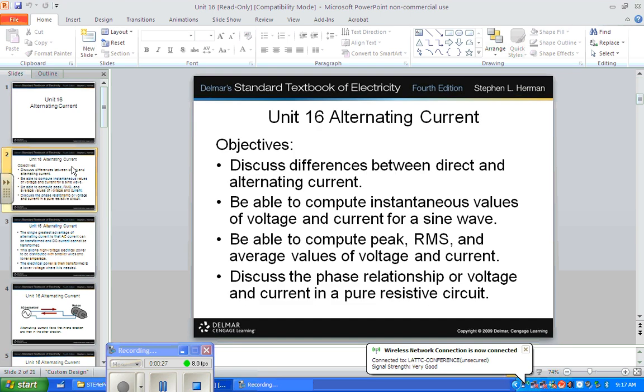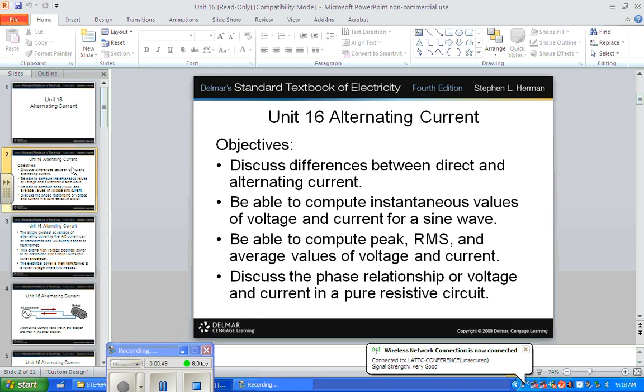So we're going to discuss the difference between direct and AC, DC and AC. We're going to compute instantaneous values of voltage and current in a sine wave. And we're going to be able to compute peak, RMS, and average values of voltage and current. Discuss the phase relationship of voltage and current in a pure resistive circuit.